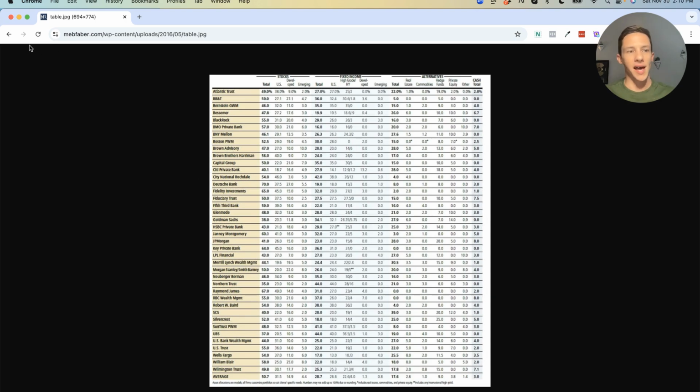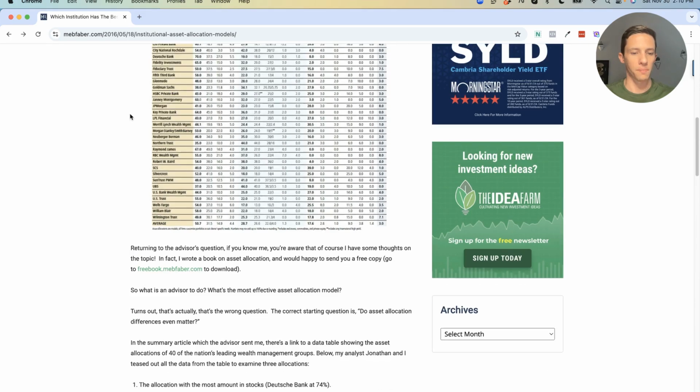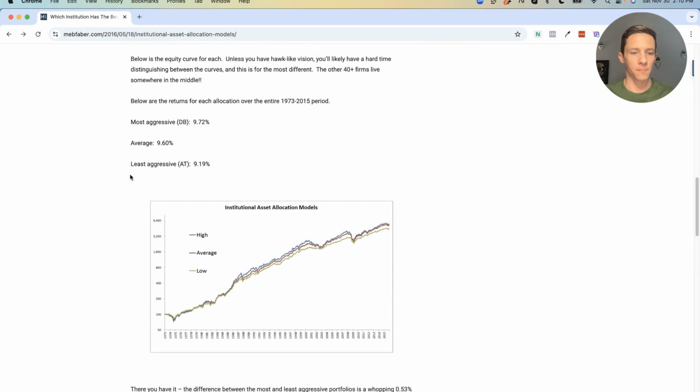Well, he looks at how they performed over the last 40 years, over a big period of time. Let's scroll down. In this chart, he graphed the highest performing asset allocation model versus the lowest, and we can see the data here. The most aggressive had a 9.72% compound annual growth rate, or 9.72% return, we could say, while the least aggressive had 9.19%, and the average was 9.6.